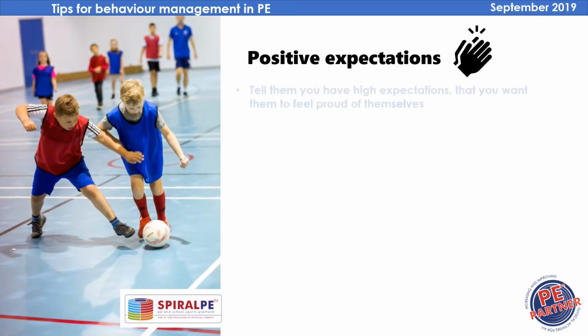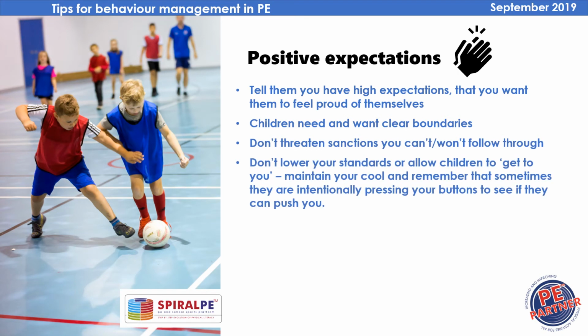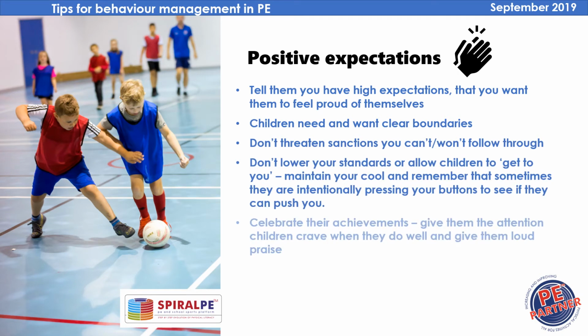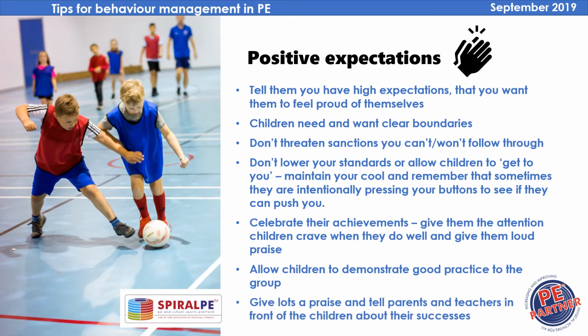The P is for positive expectations. Tell the children that you have high expectations of them, that you want them to achieve and feel proud of themselves. Give them clear boundaries, and don't threaten sanctions that you can't or won't follow through. Don't lower your standards to allow children to get to you. Maintain your cool and your calm, and remember that you're the adult. Sometimes they're trying to get to you.